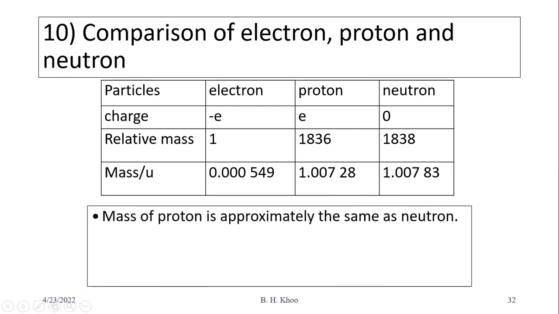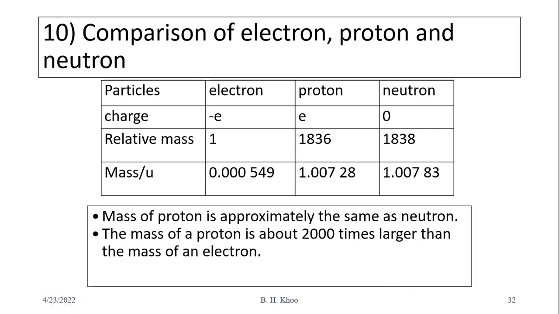Mass of proton is approximately the same as neutron. Mass of proton is about 2000 times larger than the mass of electron. Yeah, that one. Don't need to know the exact value. That's why when we calculate the nucleus, we don't bother about the mass of electron.